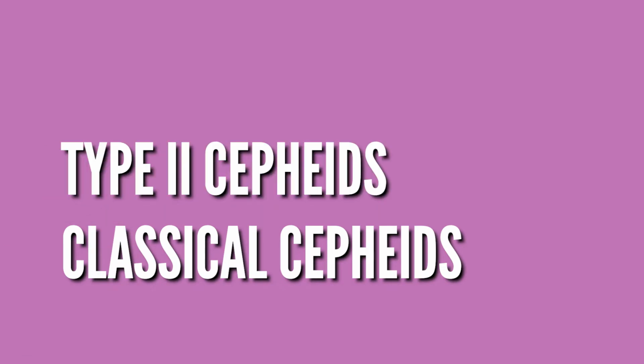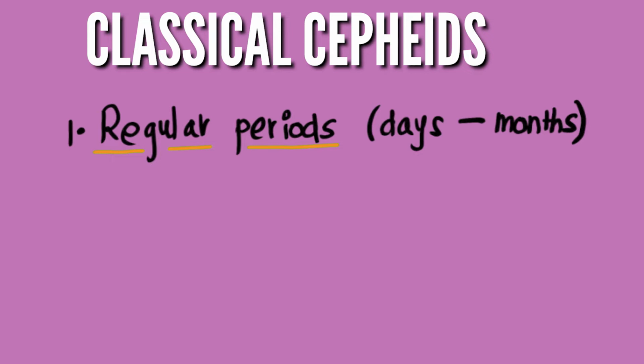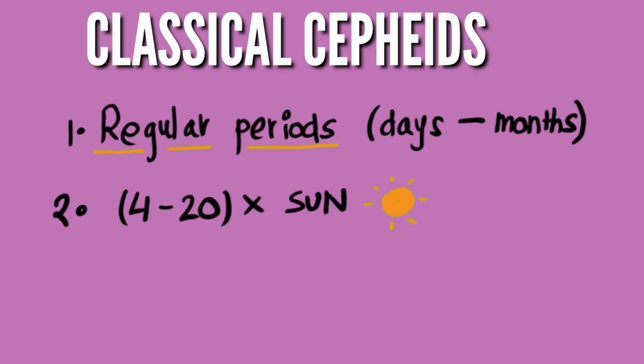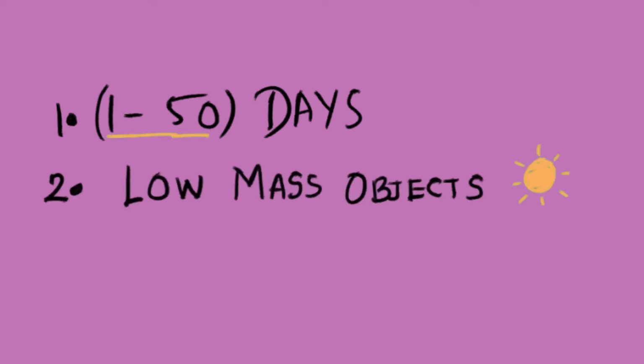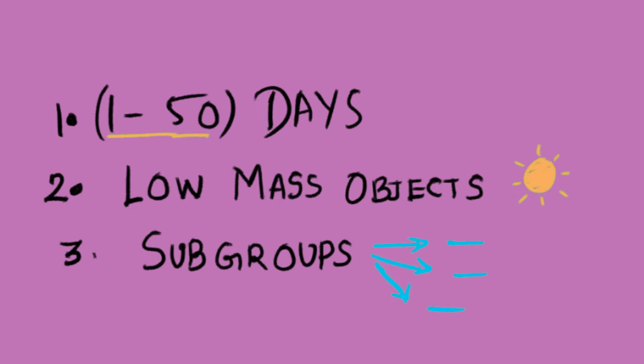There are actually two categories of Cepheid variable stars. The first is the classical Cepheids, and the second is the type 2 Cepheids. Both have some distinct properties. The classical Cepheids have very regular periods of pulsation, on the order of days to months, are about 4 to 20 times more massive than the Sun, and up to 100,000 times more luminous. They're bright yellow giants and supergiants of spectral class F6 to K2. Type 2 Cepheids have a period of variability ranging from about 1 to about 50 days, and they are generally low-mass objects. They are also further classified into subgroups.